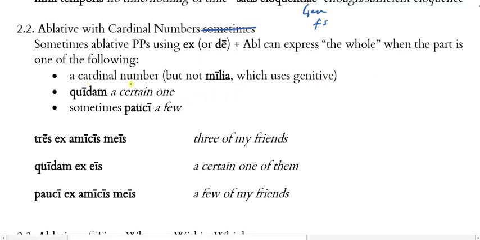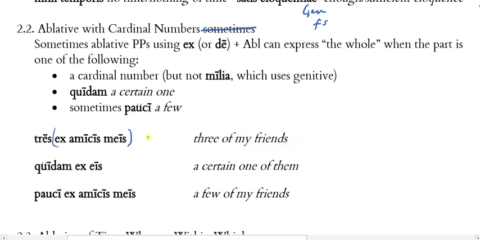So if I have an actual cardinal number, but not milia, then I can put ex plus the ablative noun after it. If I have milia, remember, that is followed by the genitive case. I could have quidam, a certain one, and sometimes pauci, which would mean a few. So here are some examples of each of these three. So tres ex amicis meis. So three, and then this ex plus ablative noun phrase is basically indicating the group out of which the three comes. So three of my friends.